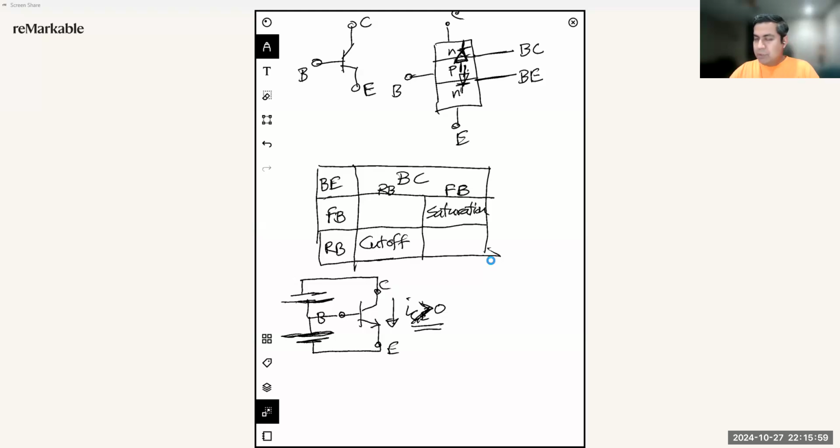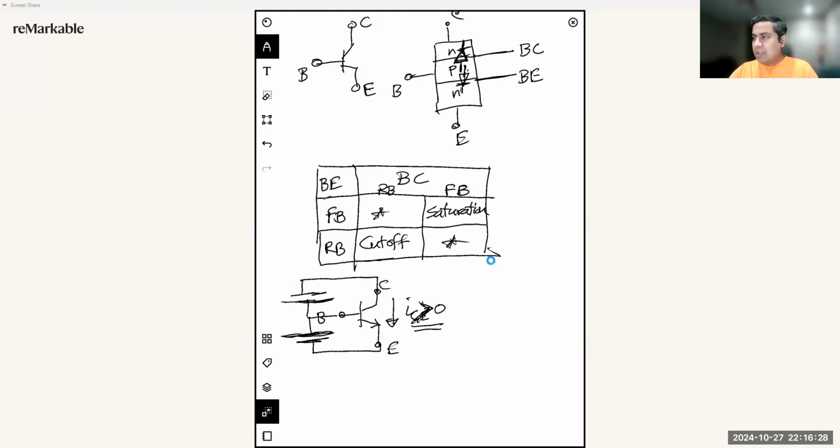So it's similar to how we discussed in MOSFET. We have a cutoff and a saturation region. In the cutoff, we have no current from collector to emitter. And in saturation, we have a high current going from collector to emitter. But now what happens when we are in these two operating regions where one junction is forward biased and the other junction is reverse biased?